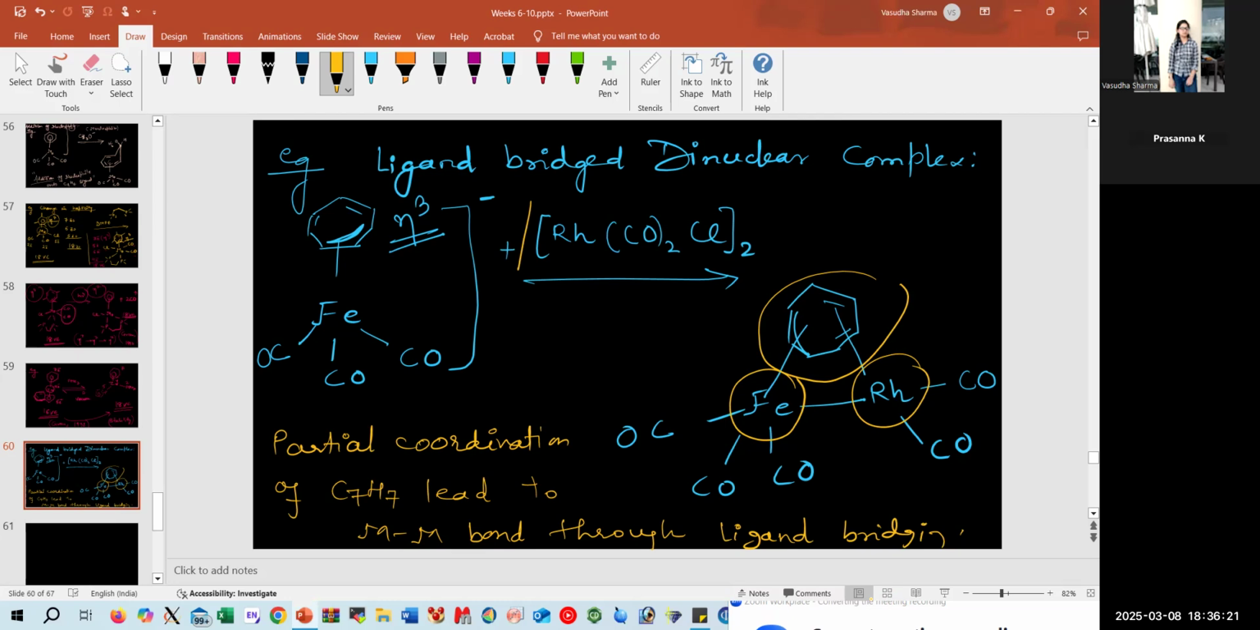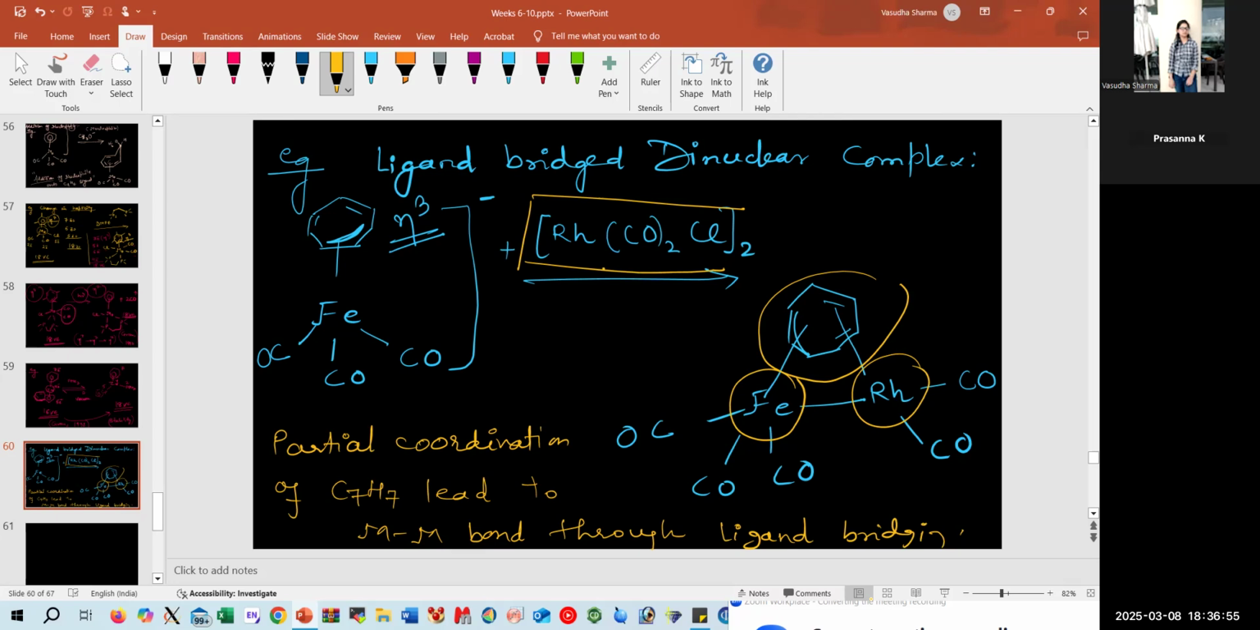This is another complex where rhodium is having a carbonyl group. The one complex you are looking at in the iron case is a mononuclear one, where only one metal center is binding with C7H7 and three carbonyl groups. We are giving another complex, which is dimeric, with rhodium and rhodium binding with each other, having a bridging between the chlorine and chlorine.